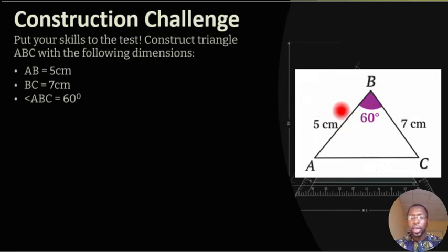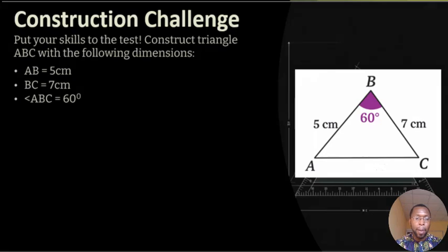Now, in this sketch, we will use it to construct. The first thing is to draw our base. This time around, I would like to use AB as my base so that it can be the horizontal part. Now, all I need to do is get my pencil and draw a horizontal line. But since it's measurable, we have to get our ruler and measure 5 centimeters. So AB is 5 centimeters.